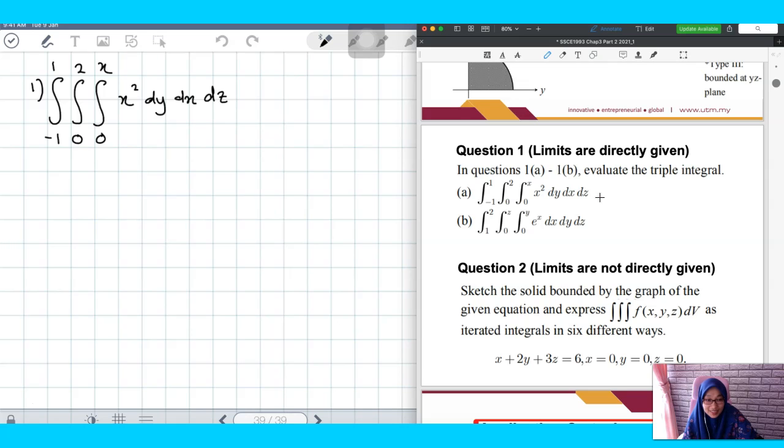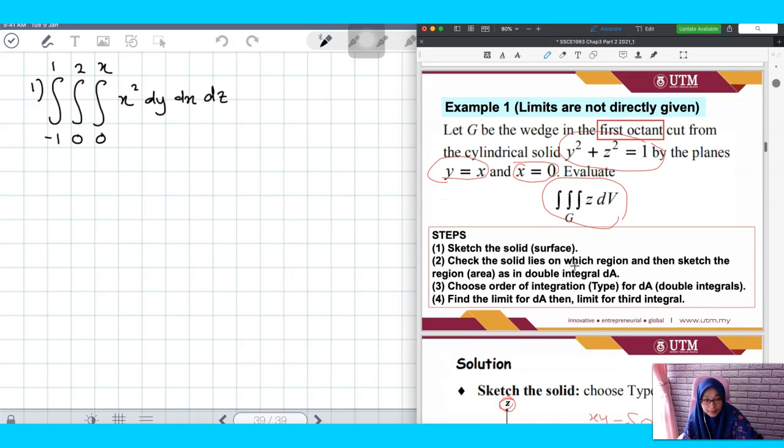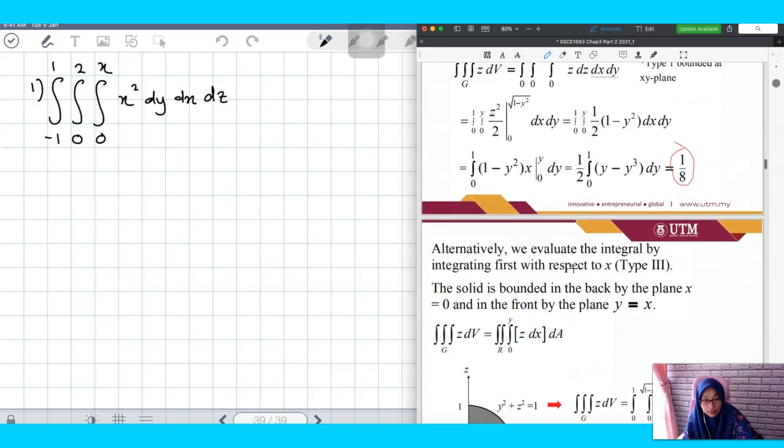But in exam, you won't see this particular question. Normally in exam, they will give you the question like this, so you have to find your own order of integration and also your own limits, just like what we have done in the previous example.